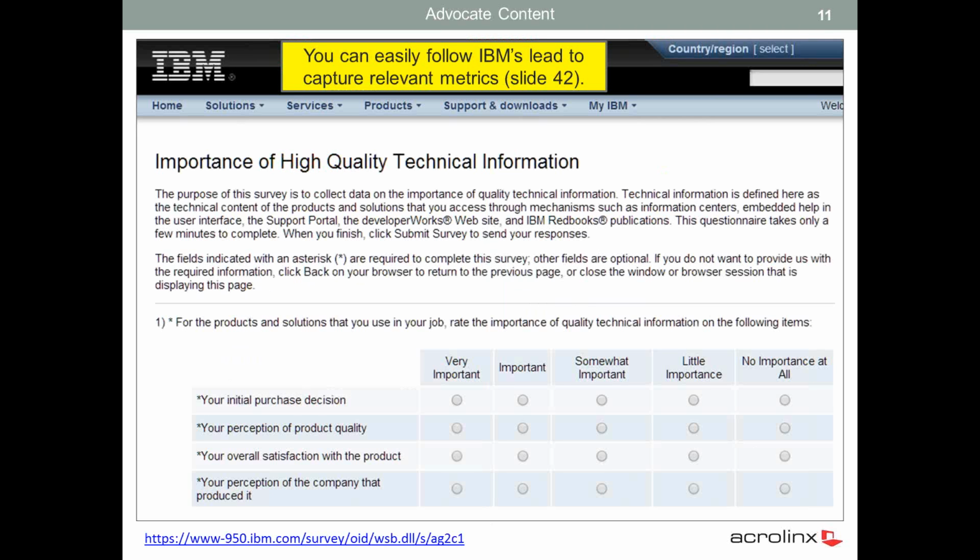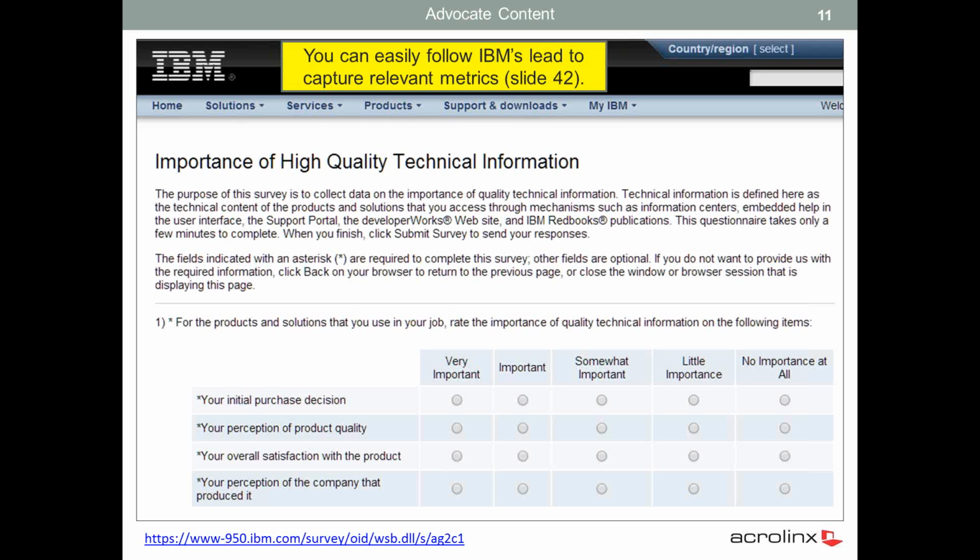So much later on in this presentation, I'm going to show you some results from an IBM survey that they have done, and they still have ongoing, talking about the importance of high-quality technical information to their customers. And I included this survey in this presentation so you could see exactly the form they follow. And there's a link at the bottom of the slide to this survey. My advice to you is do this immediately. Put your own survey up on your website immediately that your customers can see, and get them to start giving you their answers about how they feel about the importance of technical documentation.